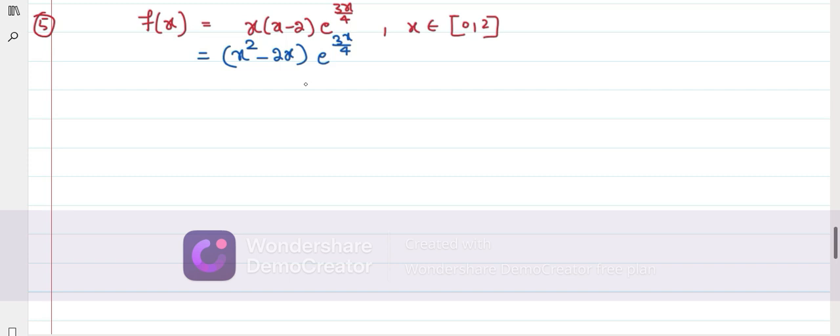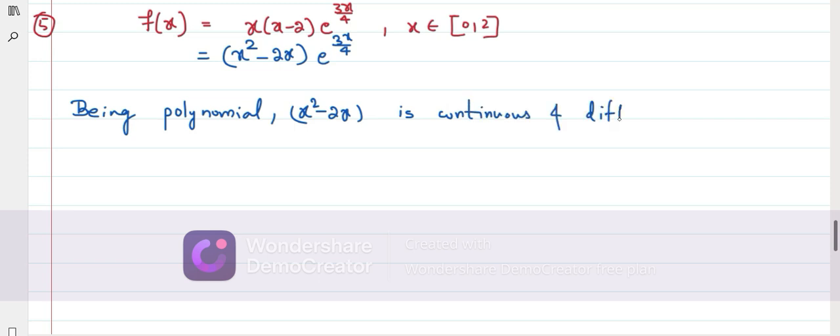We have two functions. And the sum of two functions is again what? Sum of two continuous functions is again continuous. Product of two continuous functions is again continuous. We have two continuous functions here. The product of them is again continuous. So we can say that polynomial x square minus 2x is continuous, differentiable on what? And what can you say about the exponential function?